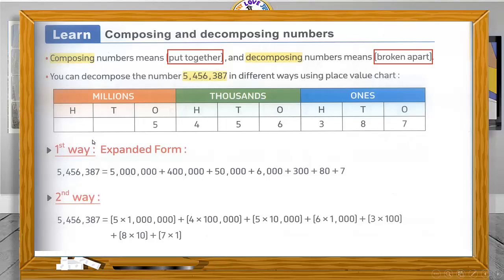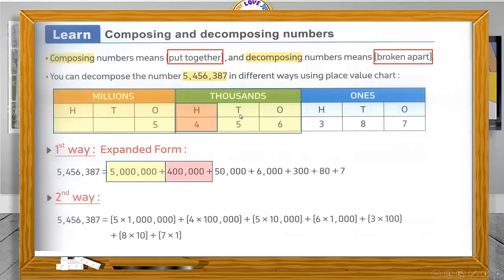Okay, and now we will start. In the first period, we have one digit only. We have 5. 5 and how many digits after 5? 6. So write 5 and 6 zeros. In the second period, we have 4 in hundreds place. That meaning you should write 4 with 5 zeros. And next, we have 5 in 10,000 place. So you should write 5 and 5 zeros.